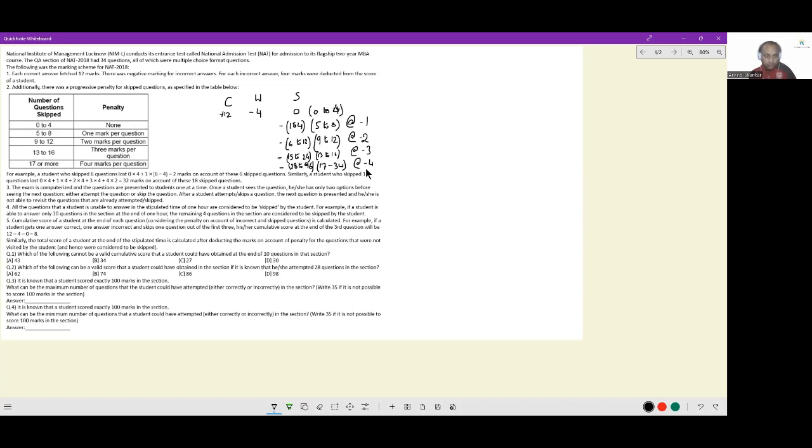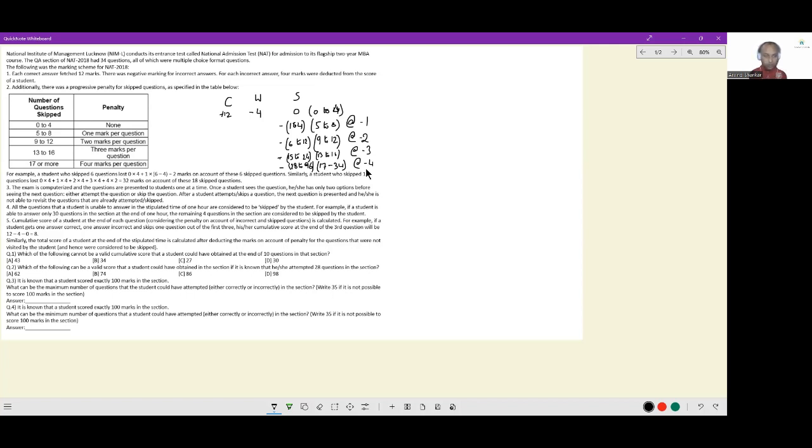All the questions that a student is unable to answer in the stipulated time of 1 hour are considered to be skipped by the student. For example, if a student is able to answer only 30 questions in the section at the end of 1 hour, the remaining 4 questions in the section are considered to be skipped by the student. So you can actively skip a question, or if you don't manage to see a question at all, that is also considered to be skipped.